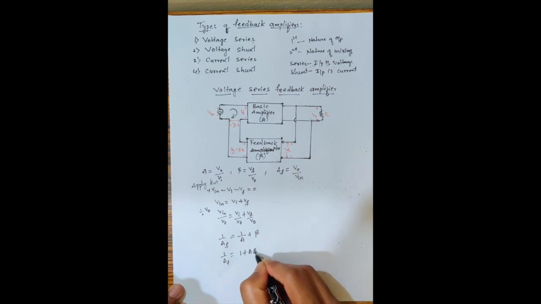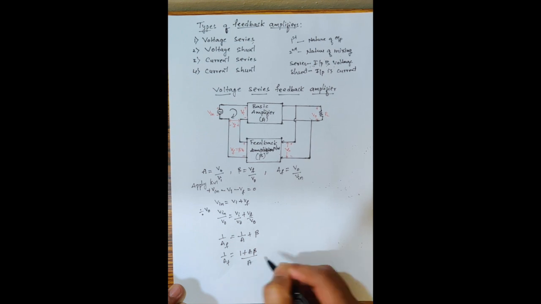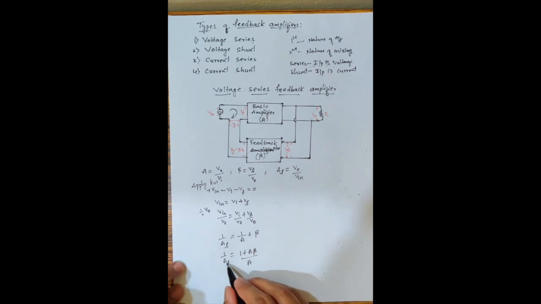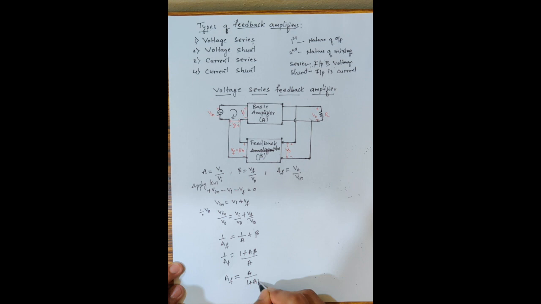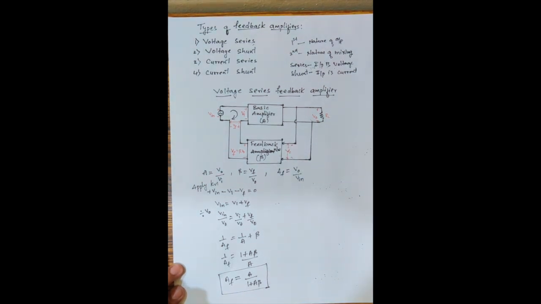If you take the reciprocal of this, the gain of the feedback amplifier is equal to A by 1 plus A beta. So this is the gain of the feedback amplifier. Sorry, it is negative feedback, because we have the feedback equation as A by 1 plus A into beta.